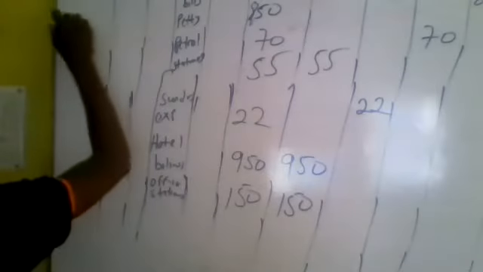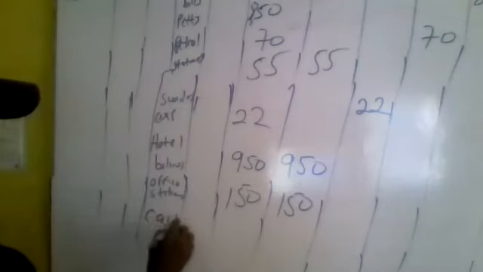Now is that all? No, cash receipt. Cash received. Very good. How much is cash received? 1,500 naira. This is the cash.